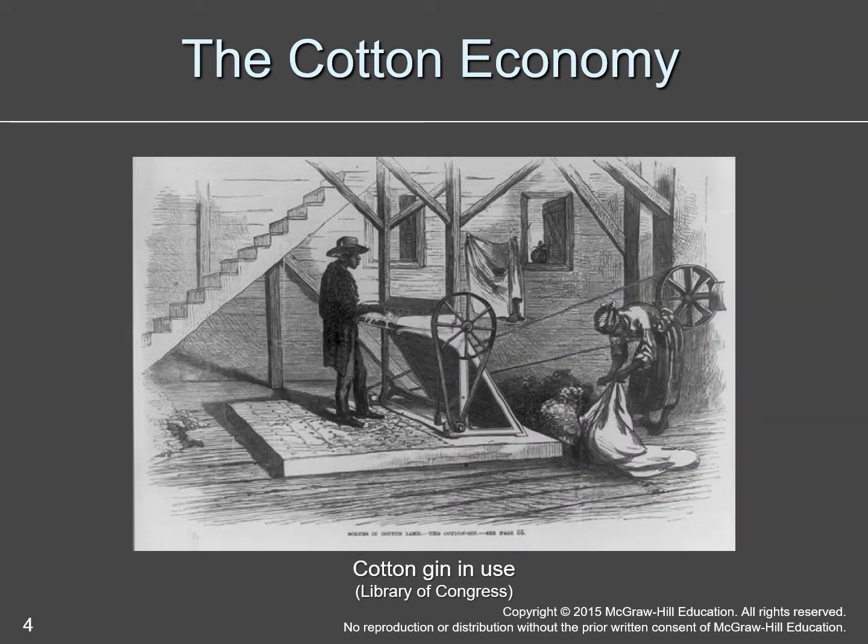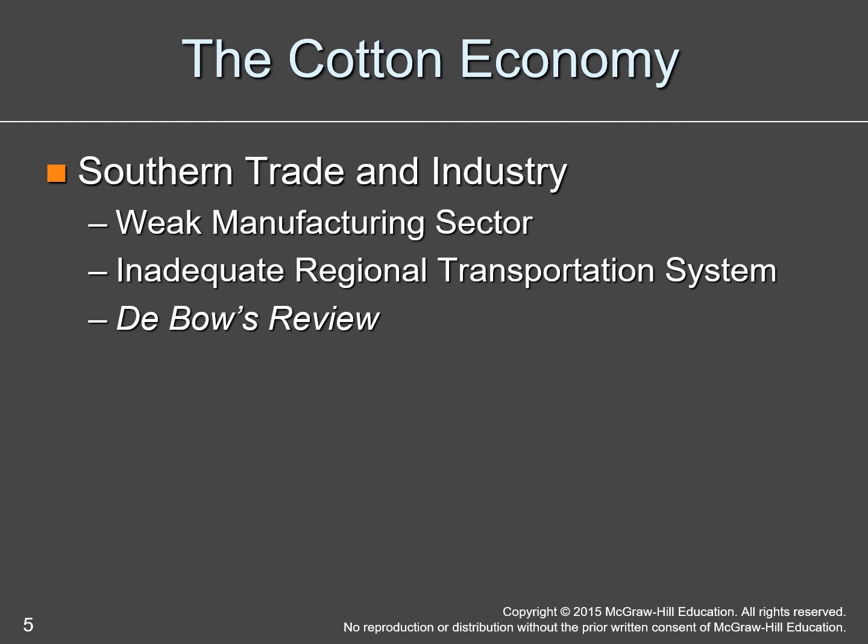Okay, that's an example of the cotton gin being used. In terms of Southern trade and industry, it was essentially non-existent. Okay, so manufacturing, I think, was 2% of the Southern economy. The transportation sector was poor compared to the North. And essentially what happens in DuBois reviews, they point out the fact that the South is subservient to the North. Okay, they are totally dependent on the North for manufactured goods, for their food, for everything. And so if the South wants independence, it's going to have to learn how to make things and grow other things by itself.